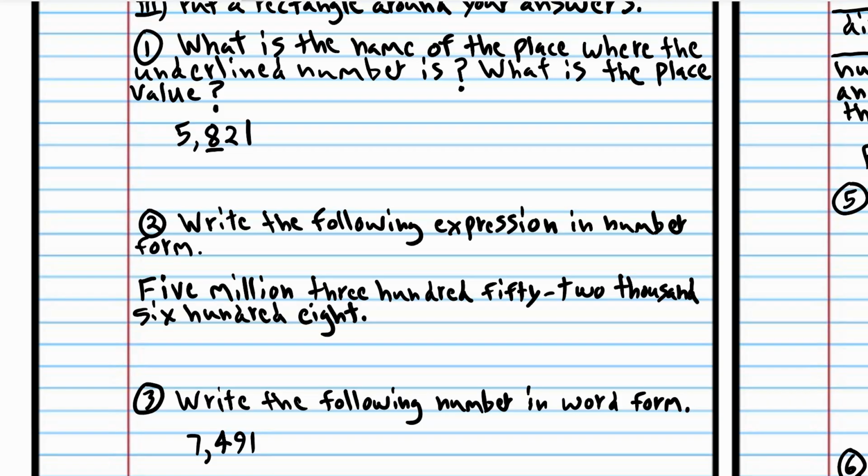What is the name of the place where the underlined number is? Well, remember, the number farthest to the right is the ones place, and then you multiply 1 by 10 to get the tens place, and you multiply 10 by 10 again to get the hundreds place. So ones place, tens place, hundreds place. So the name of the place is the hundreds place.